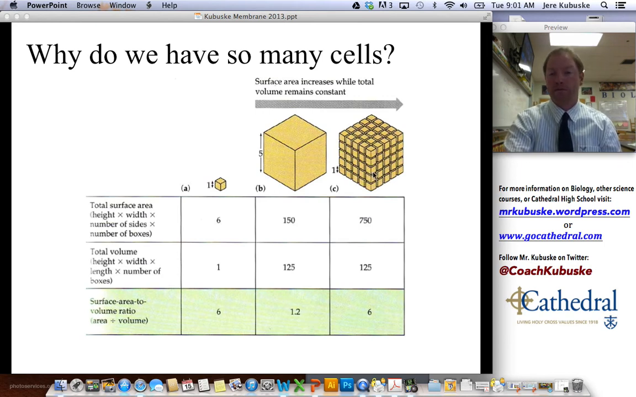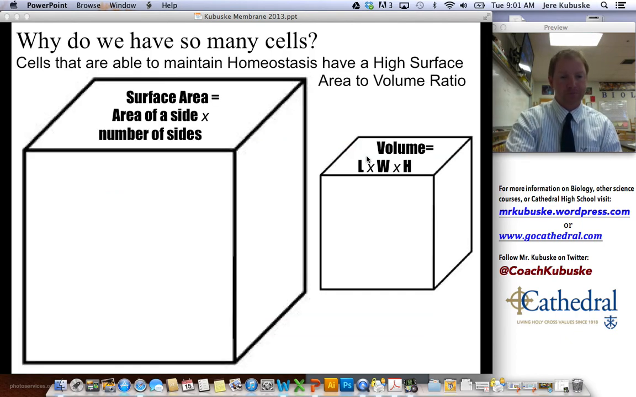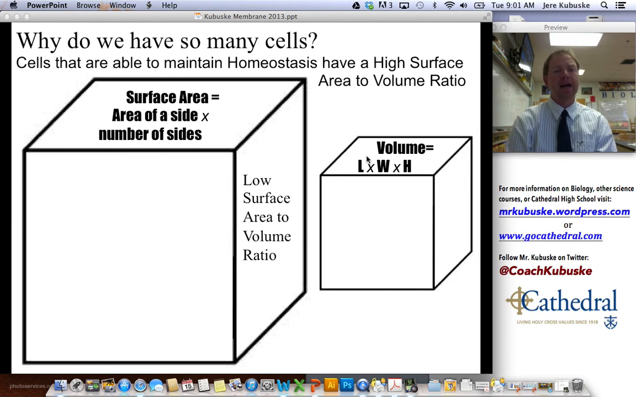So what's more efficient then is to take our one little guy, stack a bunch of them together to the size of the big guy, and therefore I keep my surface area to volume ratio the same, but I get the size of the bigger guy, which is how you and I have come to exist. Okay? So the big guy has a low surface area to volume ratio. Small guy has a high surface area to volume ratio. Remember, his was 1.2. Our little guy's was a 6.